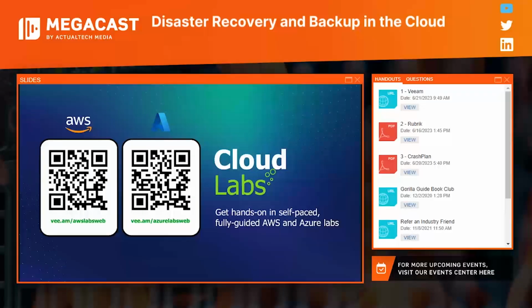Build up that degree of confidence. And then we do also have freemium editions after that, which will allow you to go out and protect up to 10 AWS or 10 Azure instances absolutely free with Veeam.